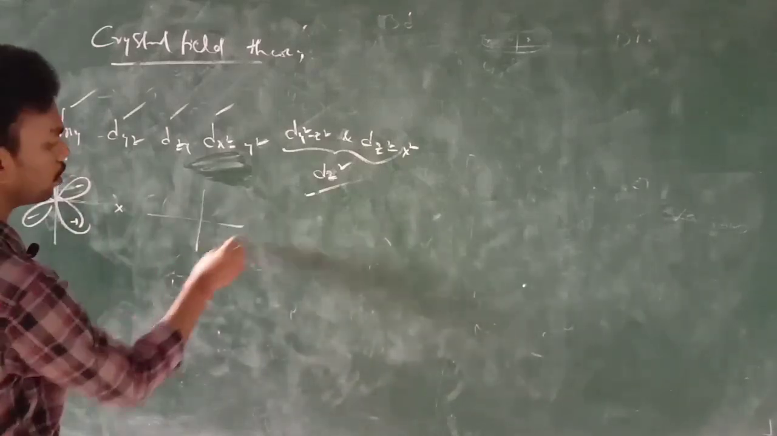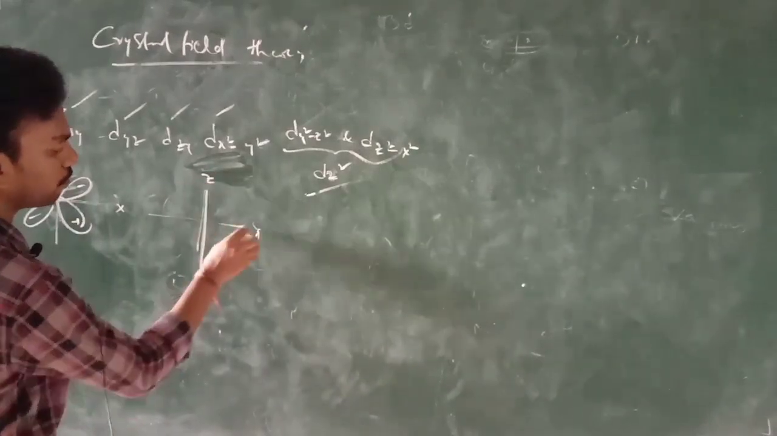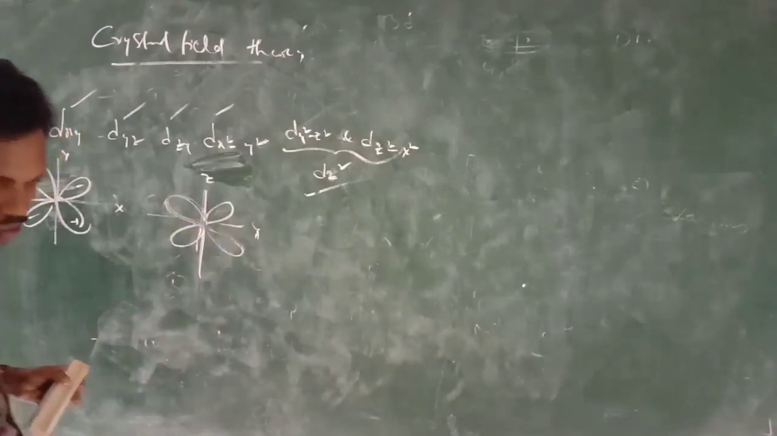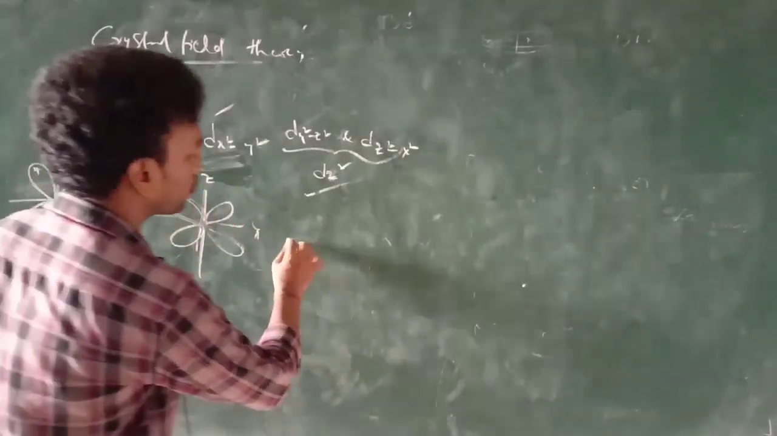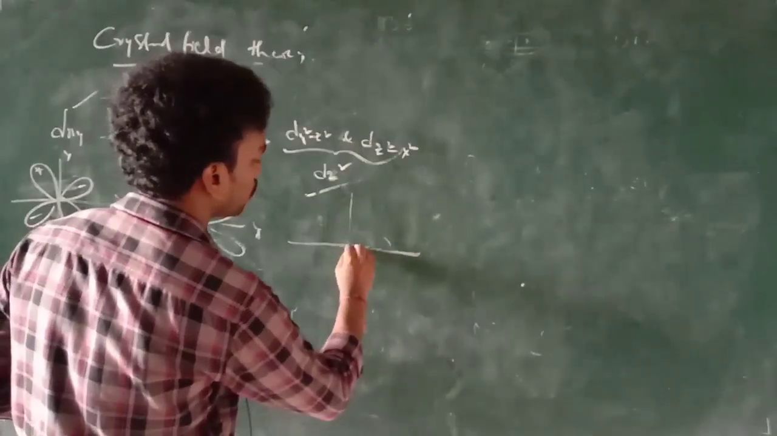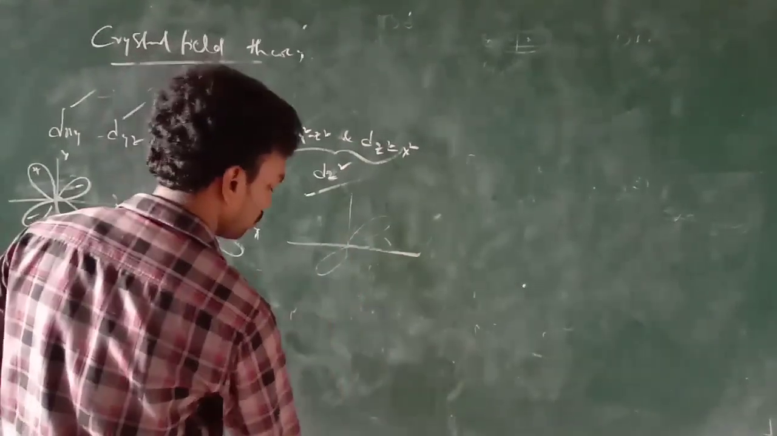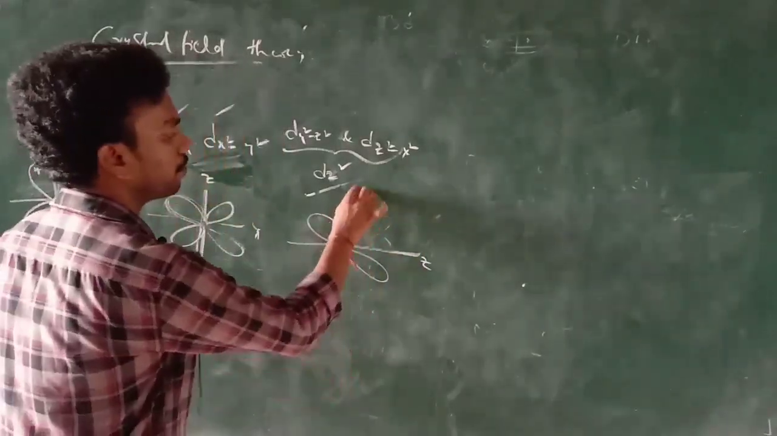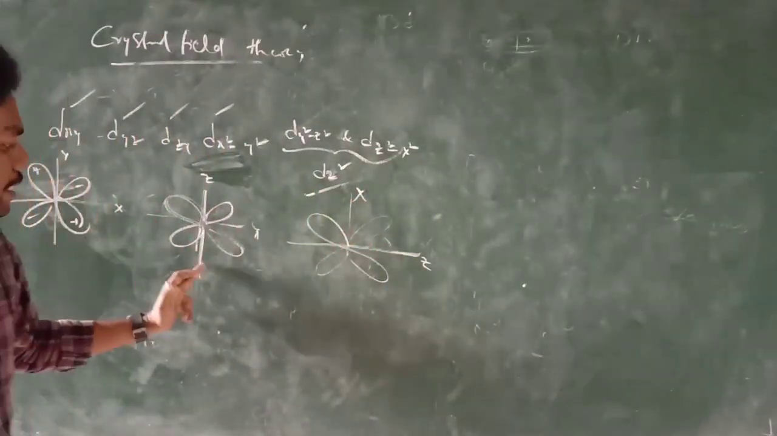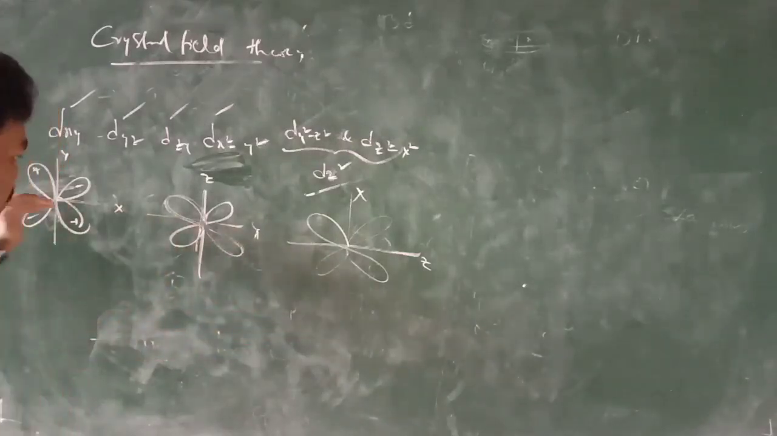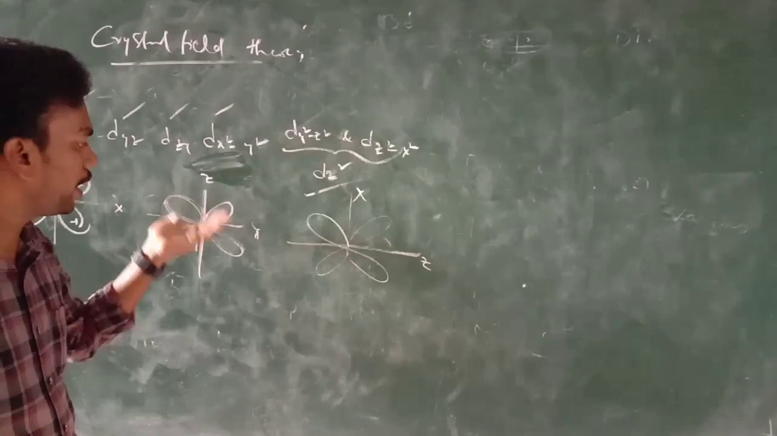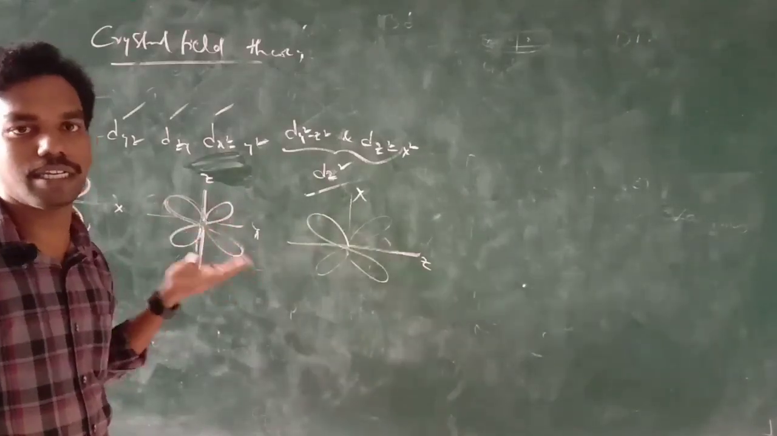Similarly dyz and dzx. So dxy, dyz, dzx: these three orbitals have their electron density in between the axes. The lobes are in between the axes, which means the electron density is in between the axes.